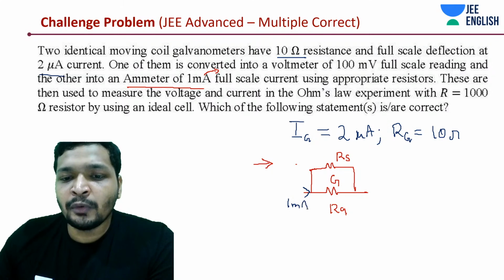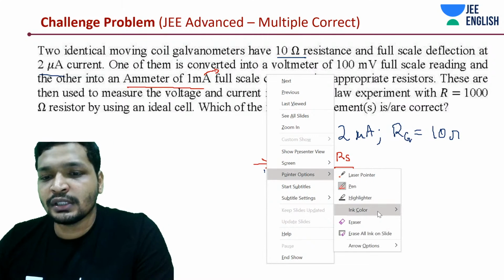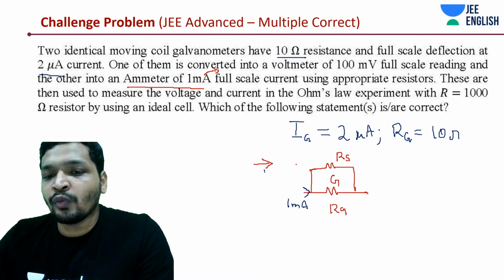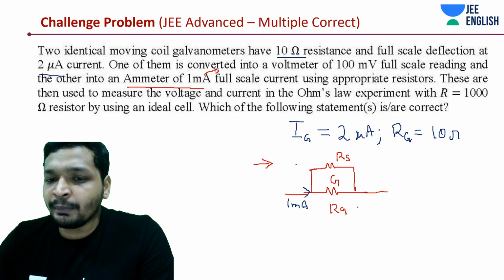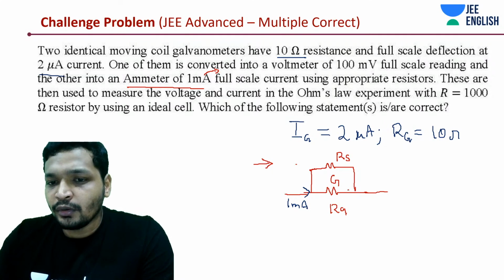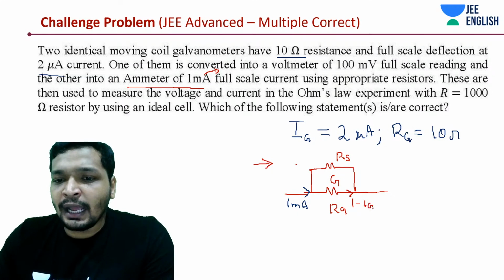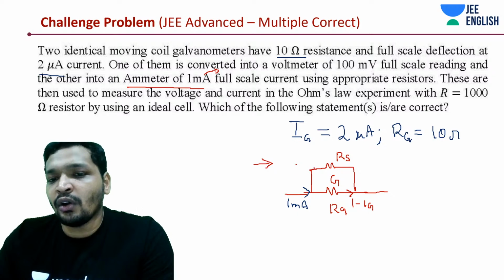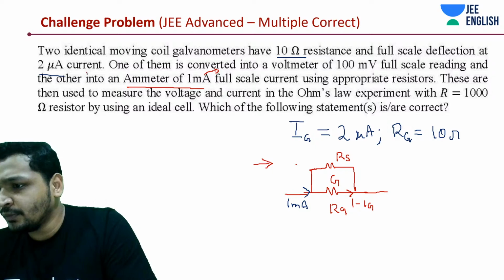1 milliampere. So we'll be working around some approximation, students. Very, very important to notice this approximation, because you don't want to waste your time. So 1 minus 2 microampere is going over here. Let's keep it as 1 minus IG, but I can say that this is almost equal to 1 milliampere, because it's just 2 microamperes, very, very small.